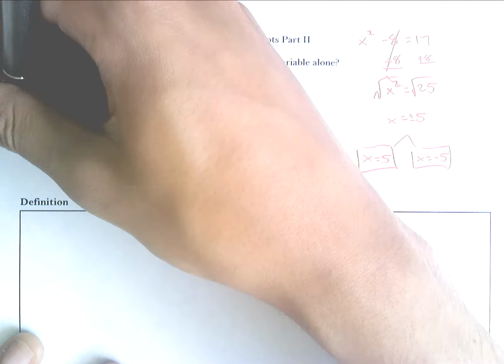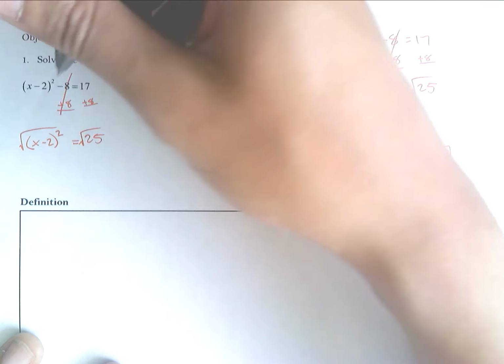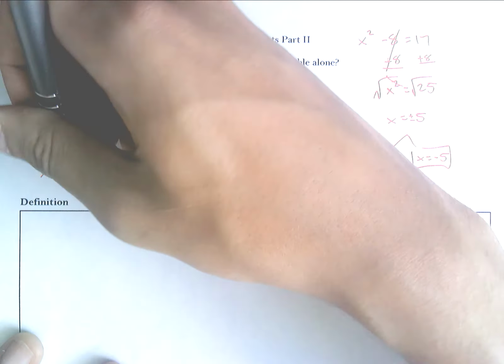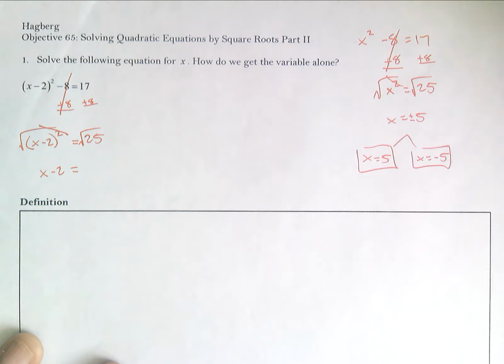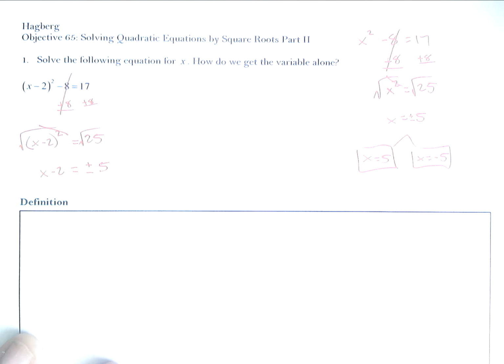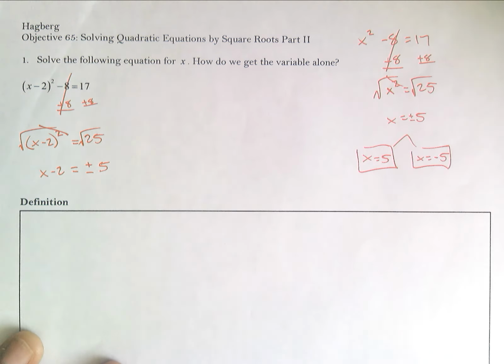So we're going to do the same thing. We're going to square root both sides. The square and square root cancel. And then instead of x, we're just left with x minus 2. Now, since we're solving equations, the same is true here. The square root of 25, we're going to say plus or minus 5. Right? When solving equations, we got to include both.